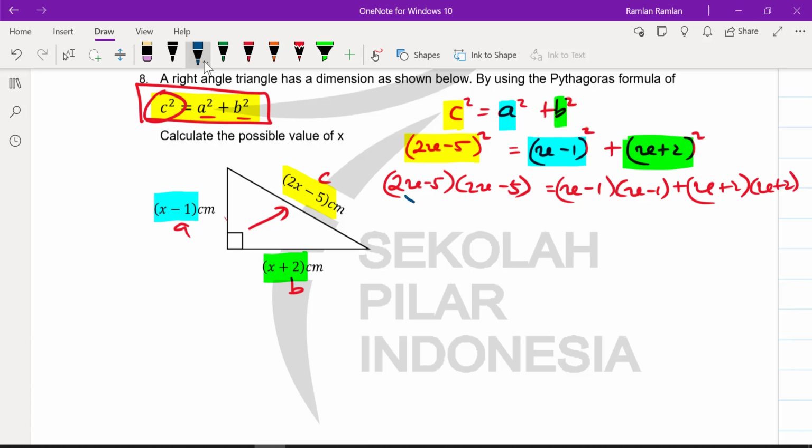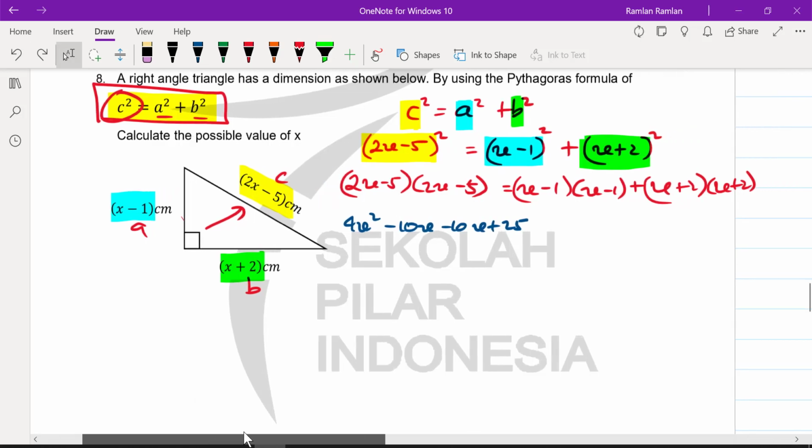The same thing like we always do, using the FOIL method. I'm not going to repeat all of them. I'm just going to go straight to the expansion, and that'll be 4x squared, and then minus 10x, and then minus 10x again, and then plus 25. And then I'm going to move that a little bit to the right so that we can see it.